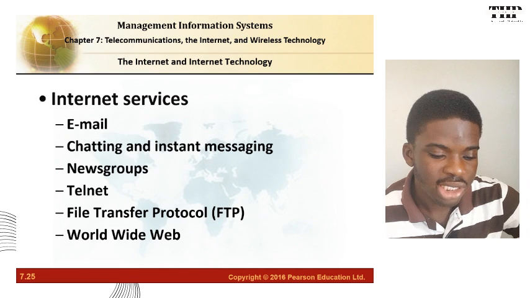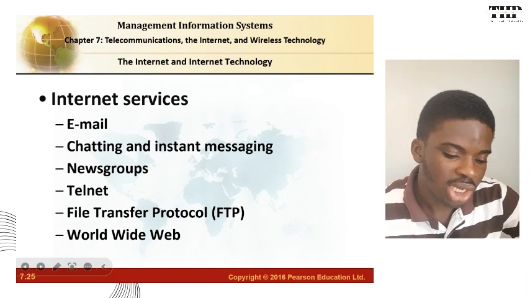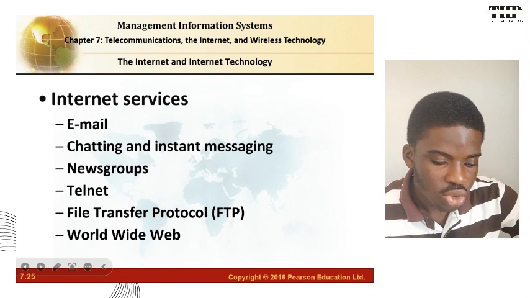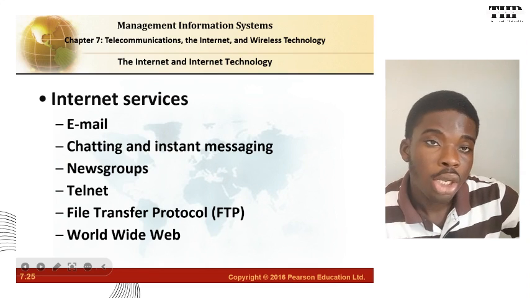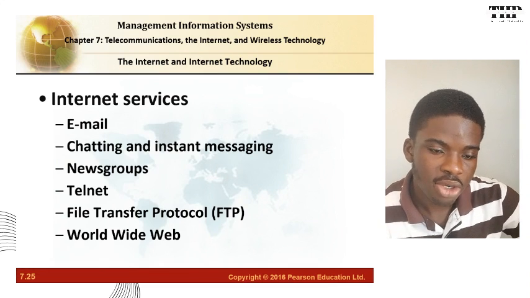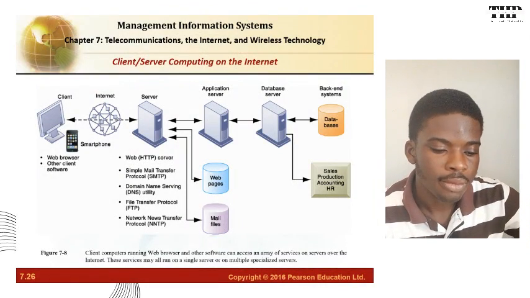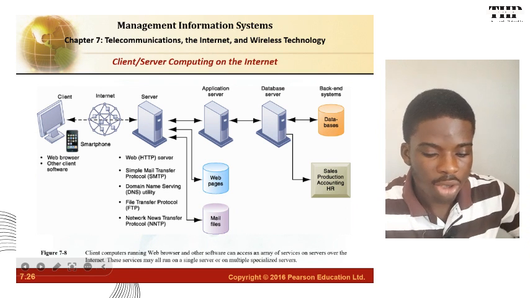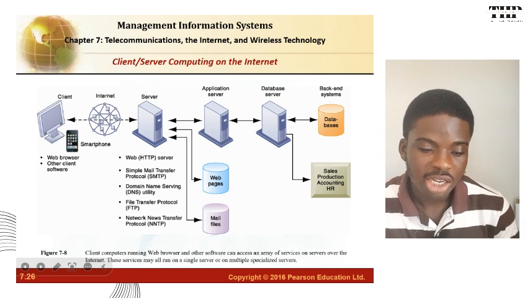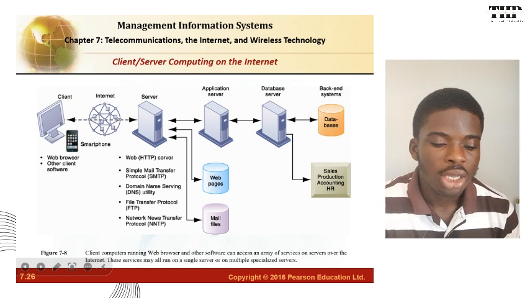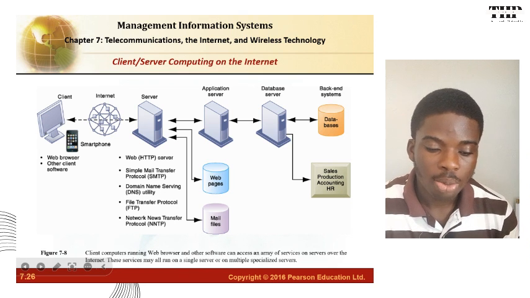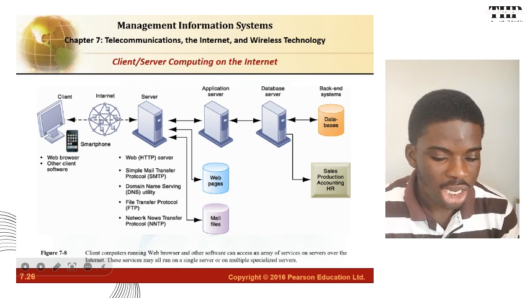Here you have internet services. Internet services include email, chatting and instant messaging, newsgroups, Telnet, file transfer protocol, and World Wide Web. So those are the services offered on the internet. Right, so you understand the internet is the epitome of what? Client server computing, right? It's a good example or an embodiment.